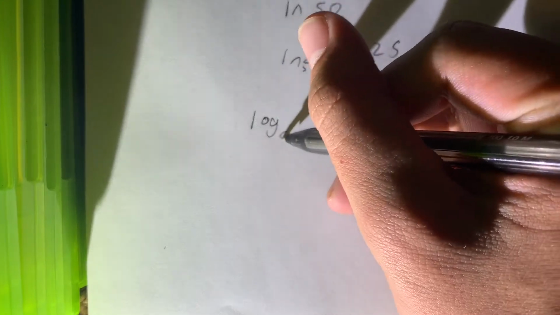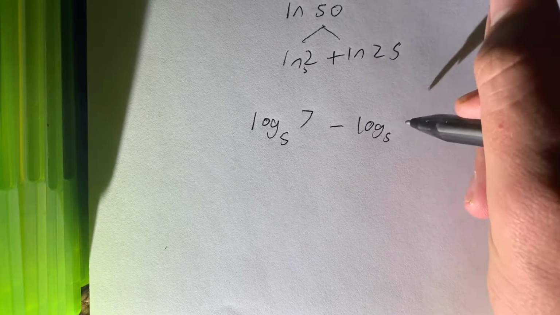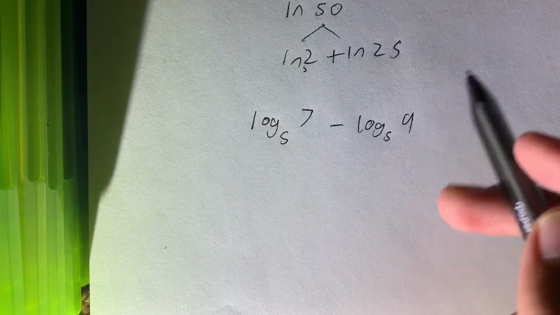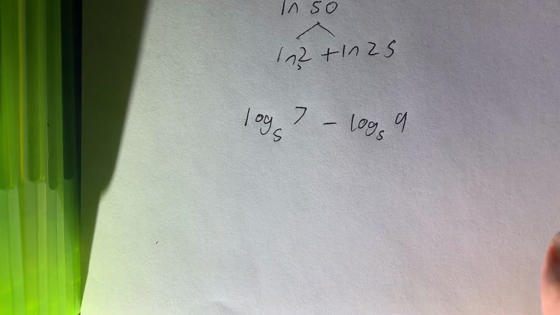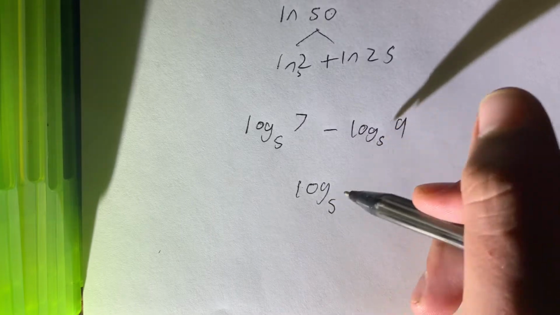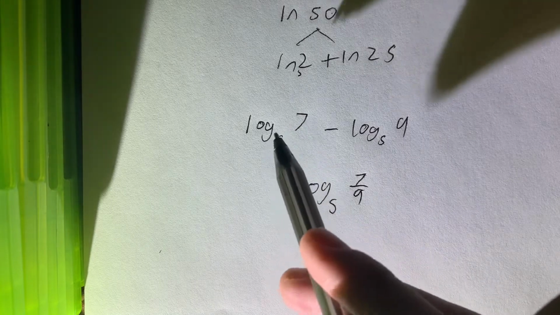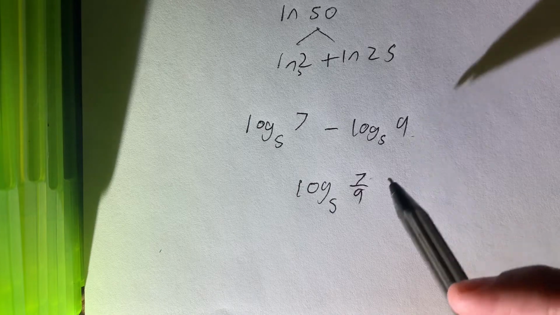On the other hand, say I were to give you log base 5 of 7 minus log base 5 of 9, right? When we subtract, we're going to divide. So just remember, addition and multiplication go together, subtraction and division go together. So this is going to be log base 5 of 7 over 9. It's important to note that the term that came first, the 7, is in the numerator. The term that came second, the 9, is in the denominator.